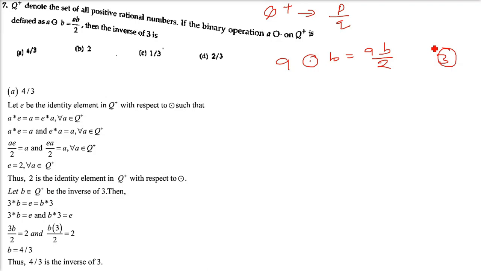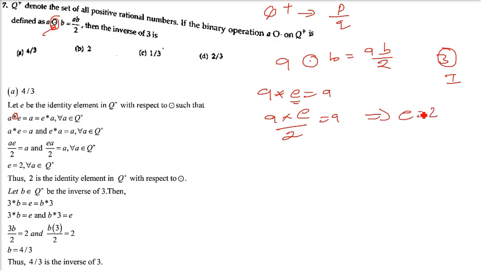In order to find out the inverse, first we have to find out the identity element. What is the identity element? When you operate any value A with that identity element, A should come back. So I'm just using star for it, okay? It is the same star and this symbol. So A star E is equal to A. What is A star E? It is AB by 2. So A into E by 2, what do you get? The identity element E is 2.